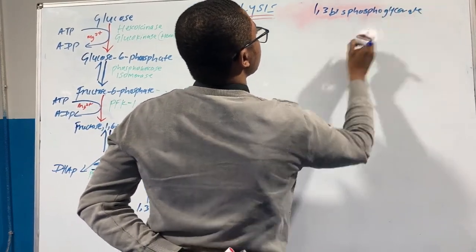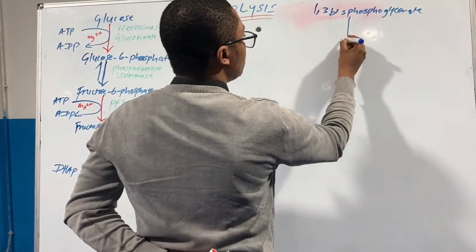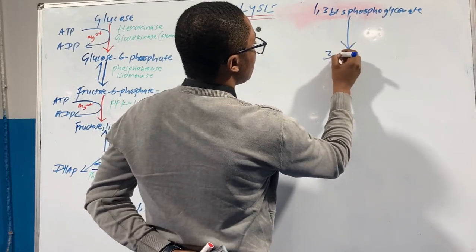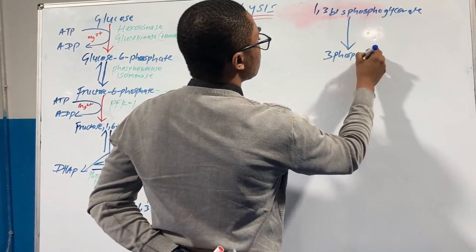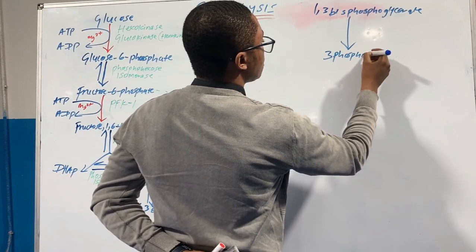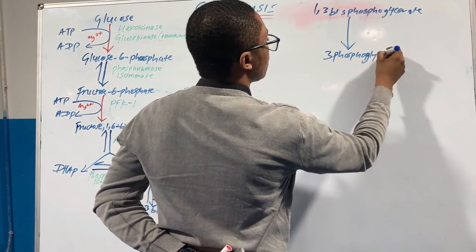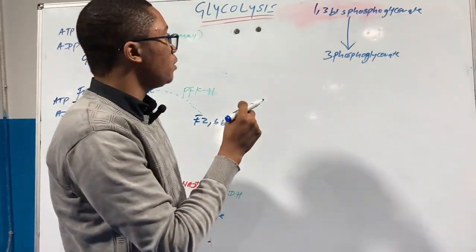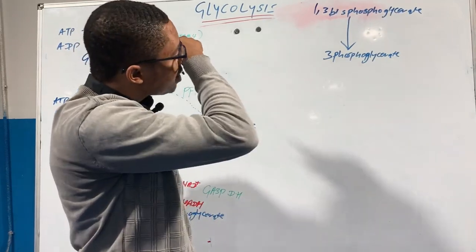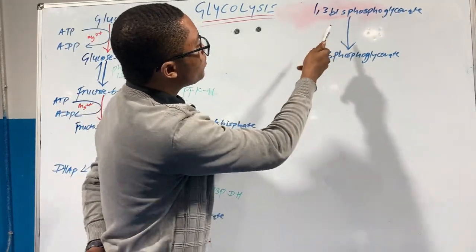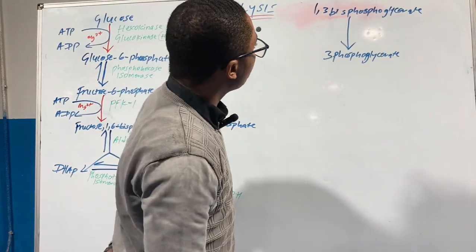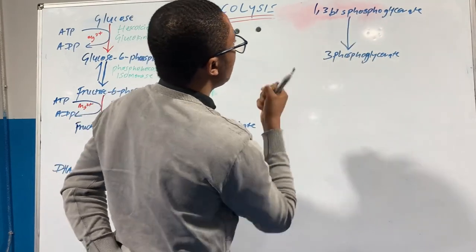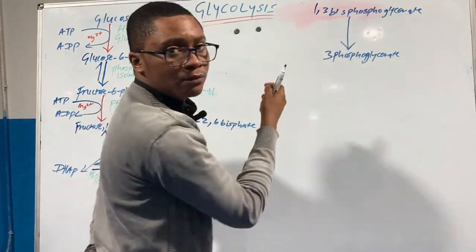1,3-bisphosphoglycerate will be broken down now into 3-phosphoglycerate. Something really interesting happens here, because ATP is generated in this part. The energy trapped by 1,3-bisphosphoglycerate will now be ripped off, and this yields ATP.